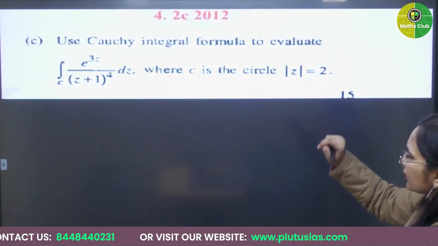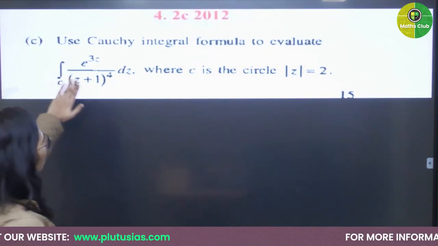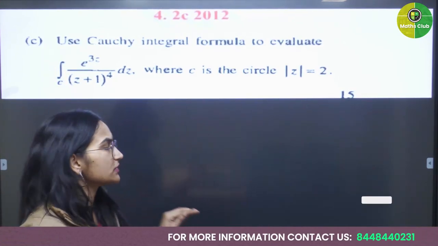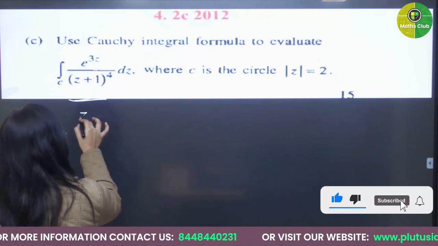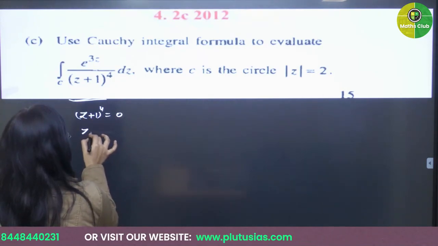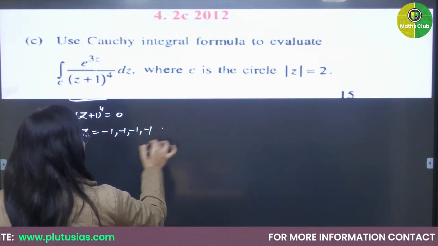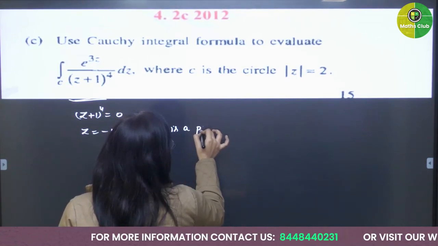And this is a similar one, using Cauchy's integral formula, you need to evaluate this one, where C is the circle mod z is equal to 2. If mod z is equal to 2, then from here we are getting singularities, na? For singularity, z plus 1 power 4 is equal to 0, and hence z is equal to minus 1, minus 1, minus 1, 4 times. Or you can say z is equal to minus 1 is a pole of order 4.